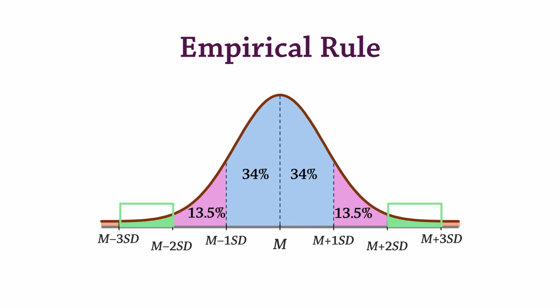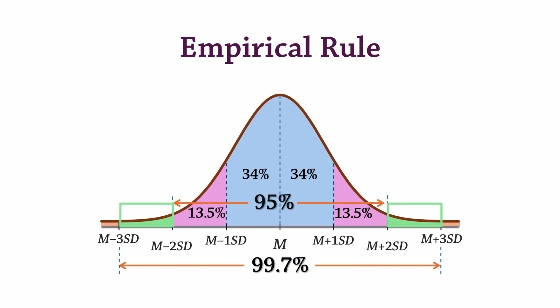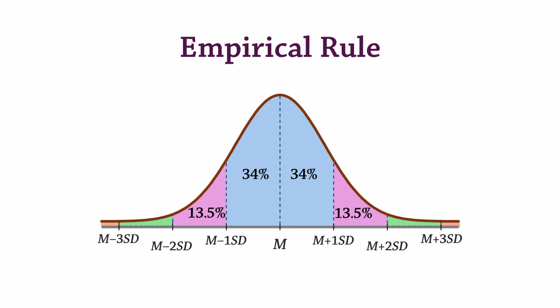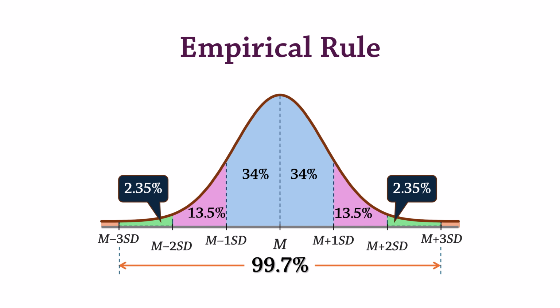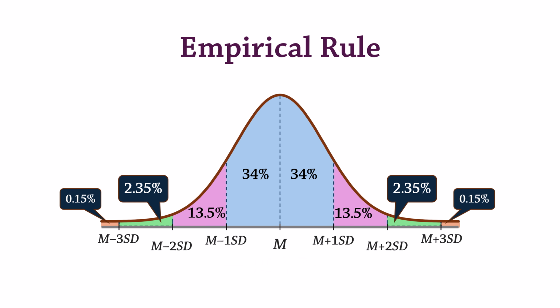Between 2 and 3 standard deviations, we have 99.7% minus 95%, which is 4.7%. That is 2.35% on each side. Beyond 3 standard deviations, we have 0.3%, so only 0.15% of values fall in each tail. These are the rare extreme outcomes. And that's the empirical rule in one picture.